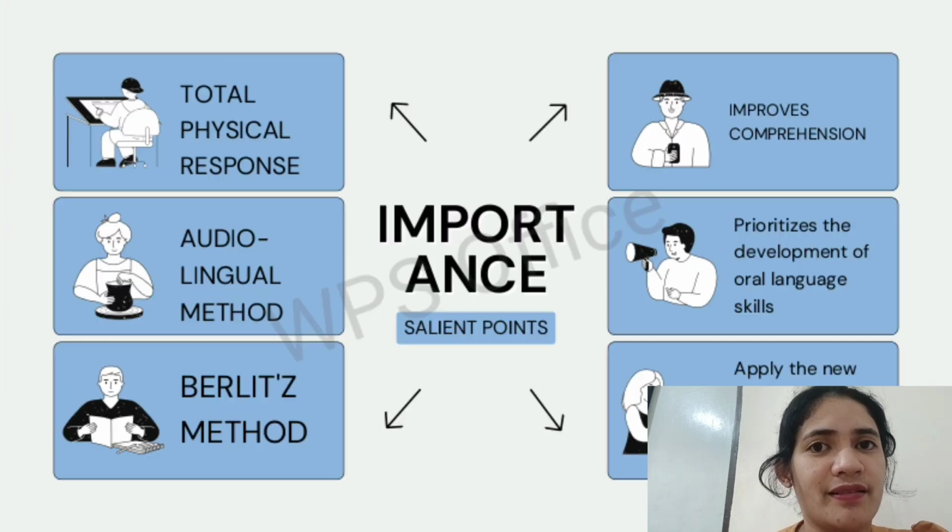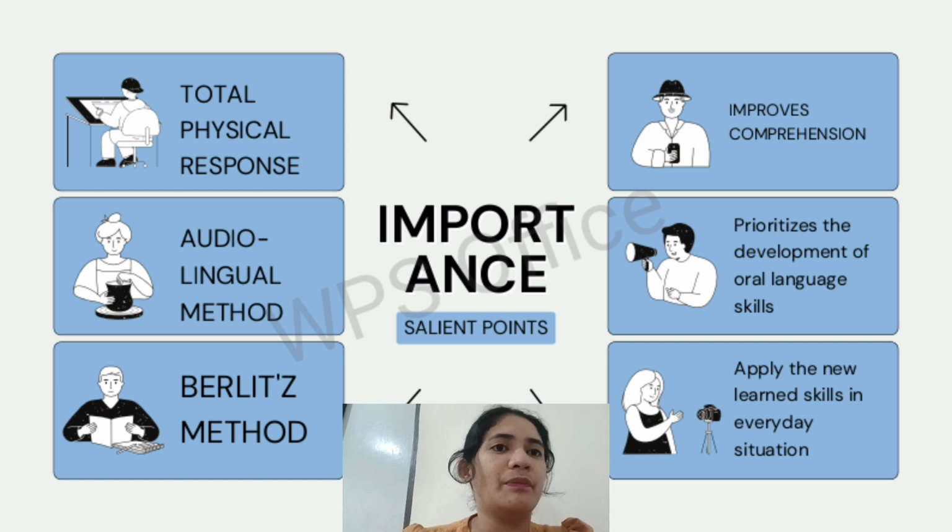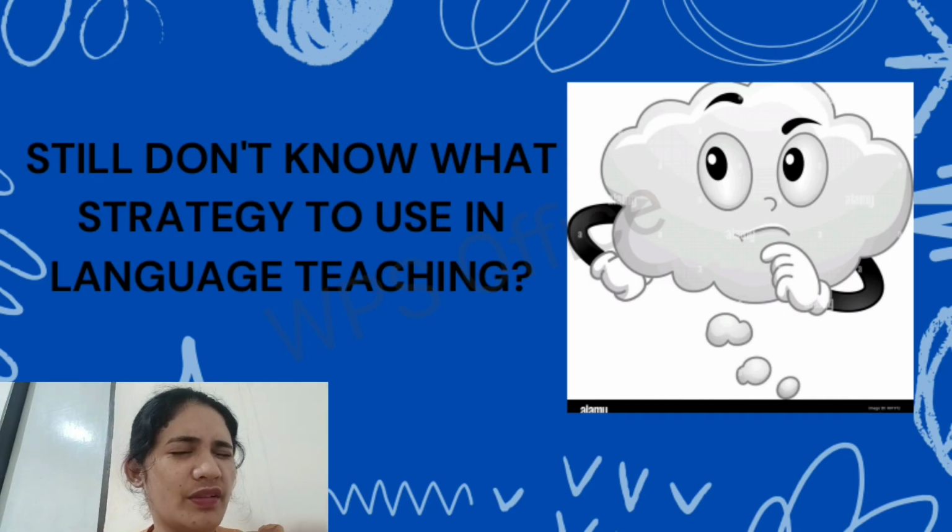So in a nutshell, all these methods are very important because they play crucial roles in the different activities that you are going to integrate inside the classroom. It's very important to know their differences and how they vary from each other. Still don't know what strategies to use in language teaching? If you want a fluent pronunciation, you can use the audiolingual method. If you want to learn the new language right away, you should choose the Berlitz method. And if you want to enhance the memory of your students, you can use the TPR or total physical response.